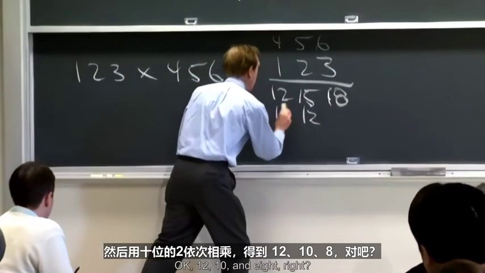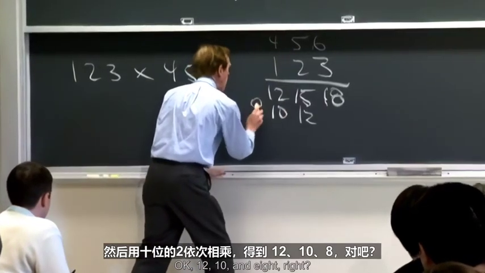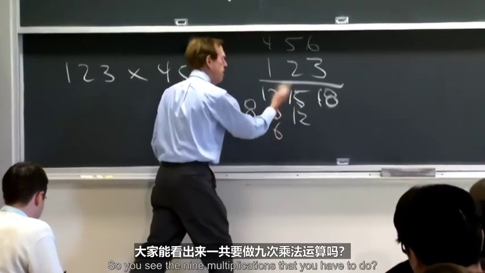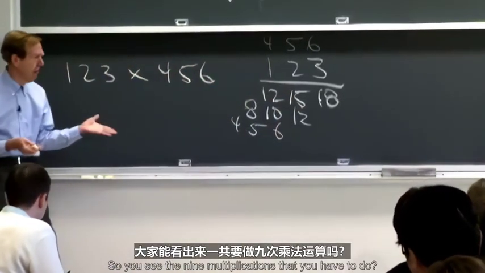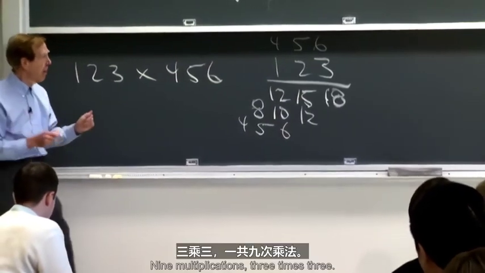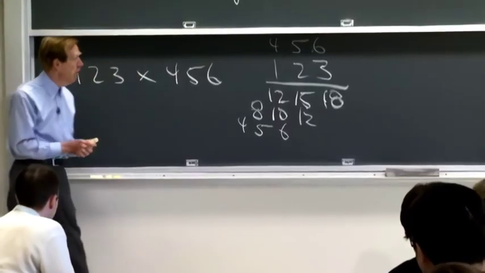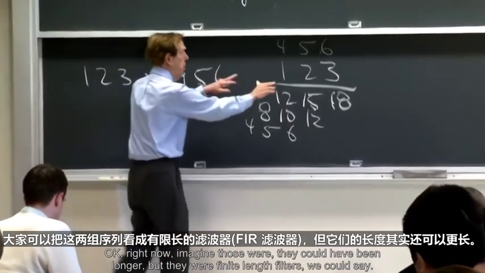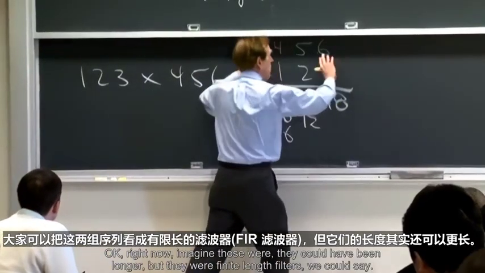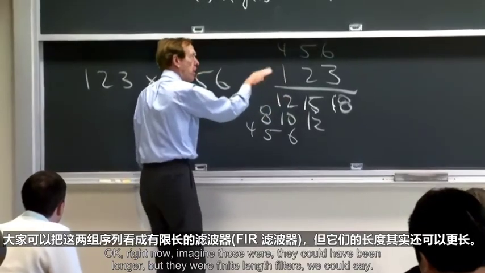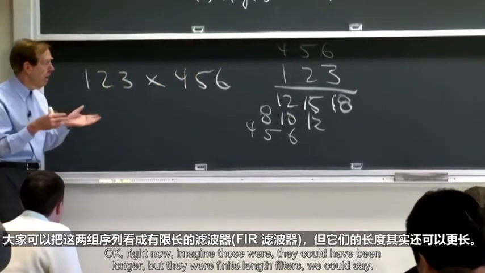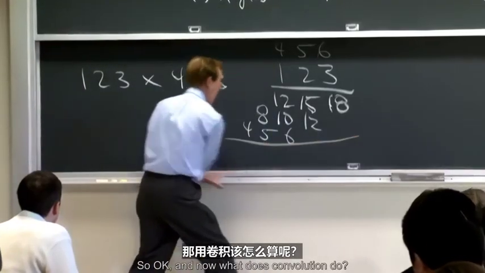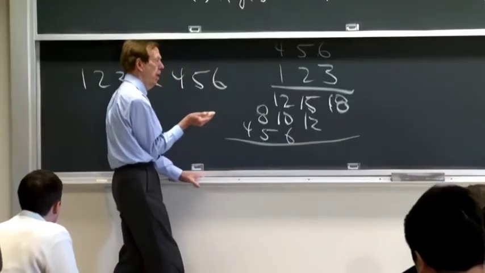12, 10, and 8, right? 4, 5, and 6. So you see the 9 multiplications that you have to do? 9 multiplications, 3 times 3. Right now, imagine those were, they could have been longer, but they were finite length filters, we could say.